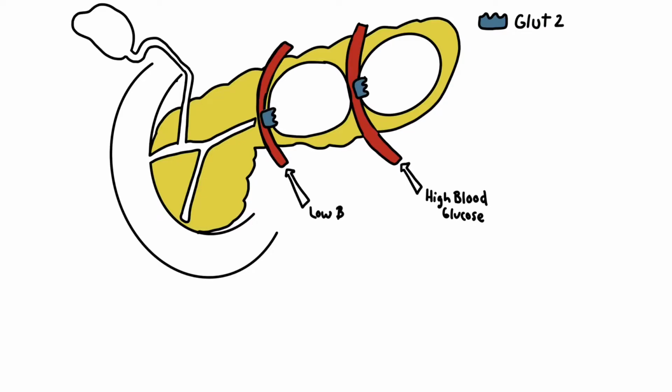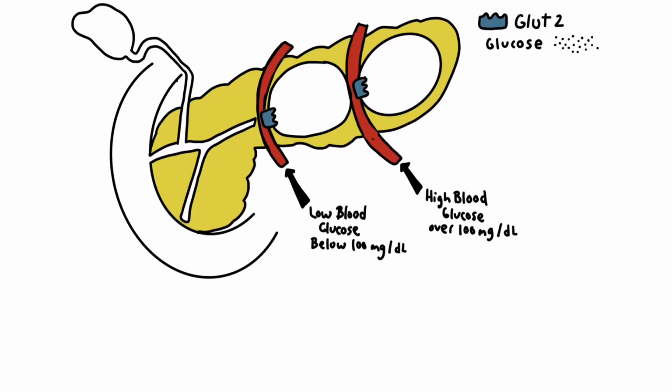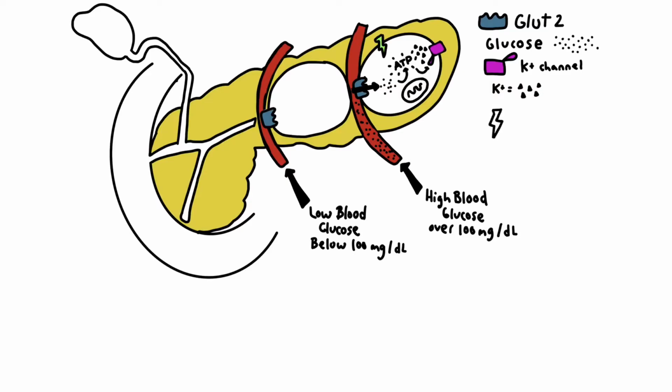Under high blood glucose levels of over 100 milligrams per deciliter, larger amounts of glucose are going to be brought in to the beta cell. As more glucose is brought into the beta cell, it is going to excite the mitochondria to create more ATP. That ATP will interact with a potassium channel, keeping potassium inside the cell and causing depolarization of the membrane, which is going to then open a voltage-gated calcium channel. The voltage-gated calcium channel will cause the exocytosis of insulin into the blood.